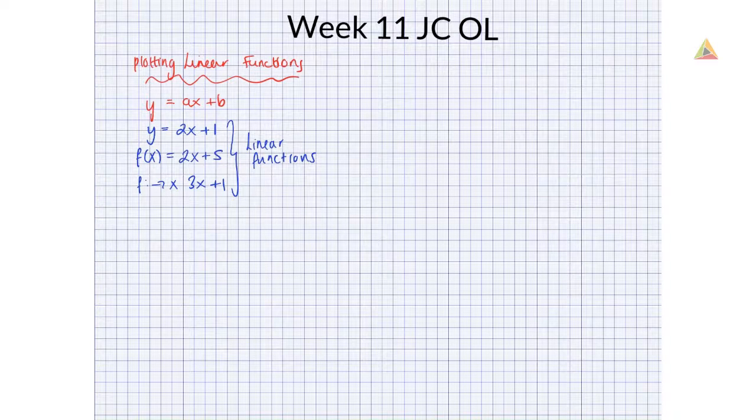Now, it's called linear because when we plot the function, it's going to be in a straight line. So if you were asked to plot the function f of x is equal to 2x plus 5, and it told you in the domain minus 3 is less than or equal to x is less than or equal to 2. What that means is your x values should range from minus 3 all the way up to 2.